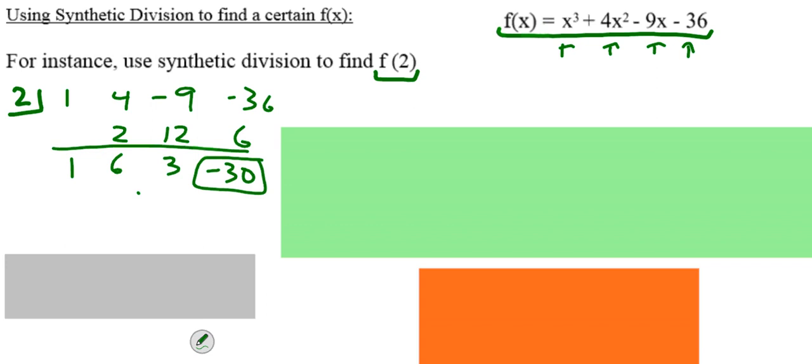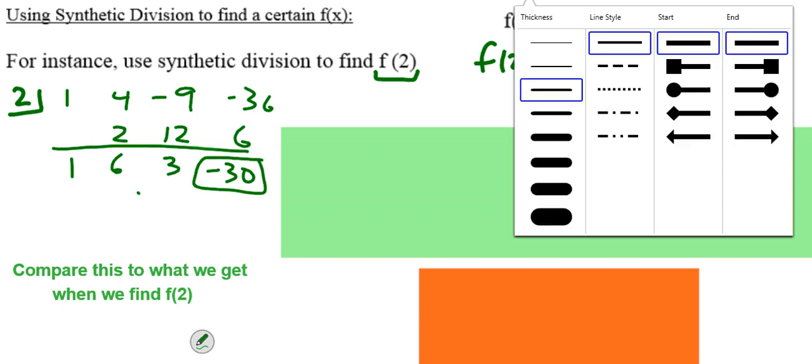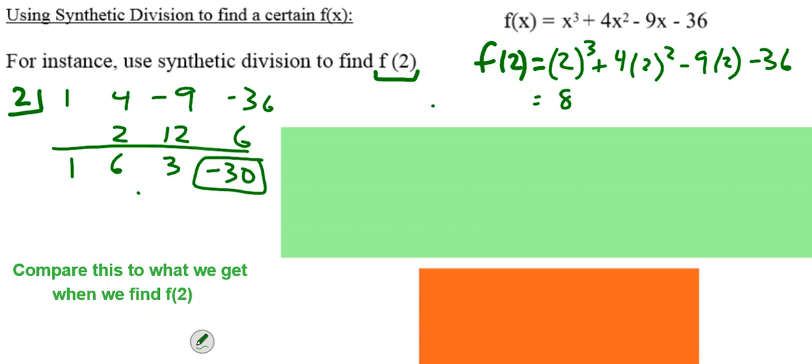So you're like, okay, what did we just do? Well, let's stop and see, because we're going to compare that -30 to what we would get if we actually did plug into this polynomial over here. So let's go ahead and find f of 2. Let's plug in the 2 for every single time we see the x, and let's see what we get. 2 cubed is 8, 2 squared is 4, 4 times 4 is 16, -9 times 2 is -18, and then -36.